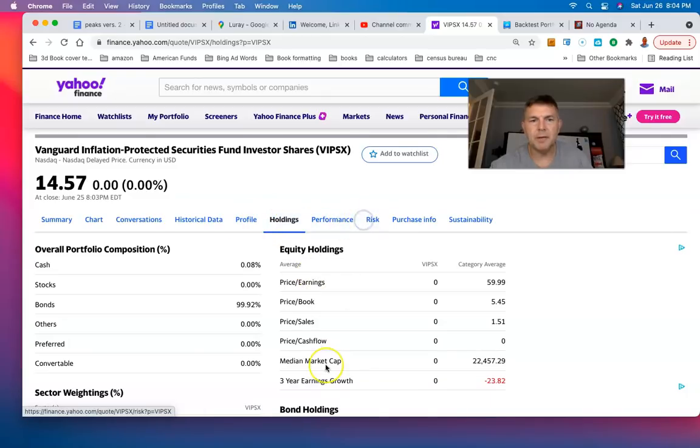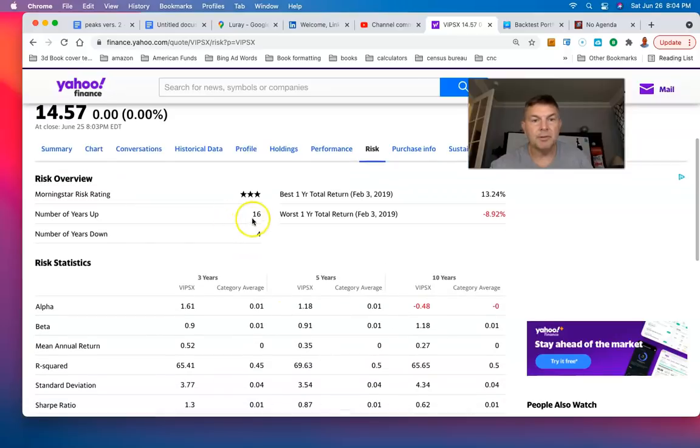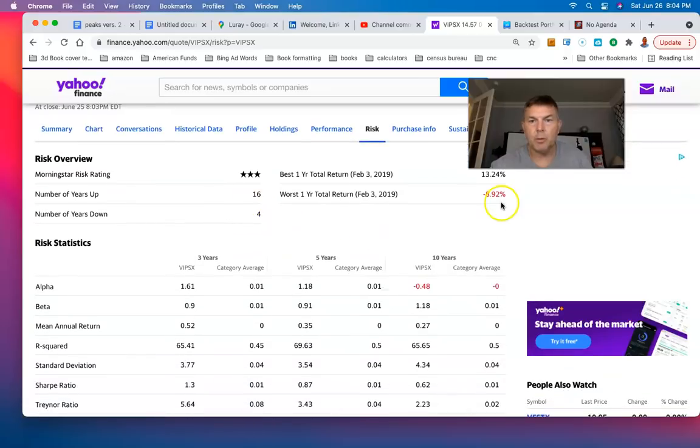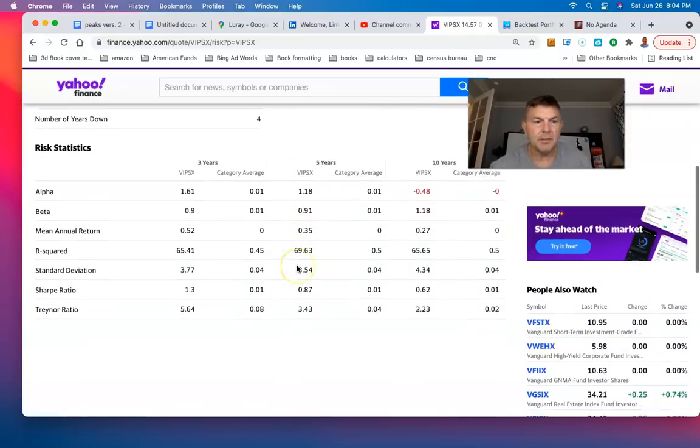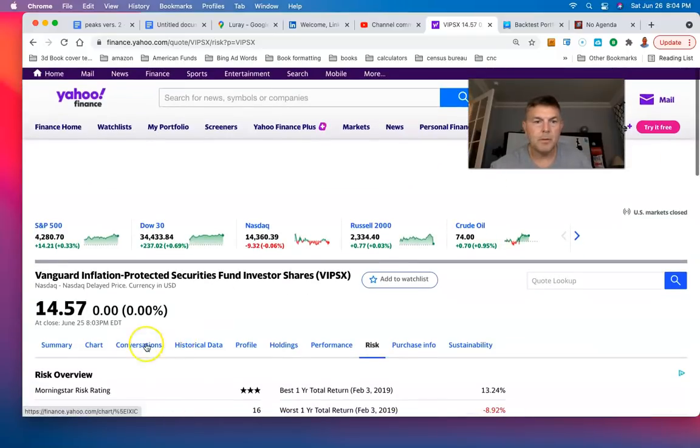What's the risk on this guy? What do they say? Risk. Number of years up, 16. Number of years down, 4. Worst year down 9. Best year up 13. I'll take that. Let's go to a profile.